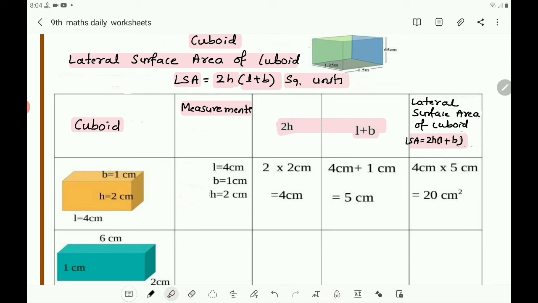So here take the example, L equals 4 centimeter, H equals 2 centimeter and B equals 1 centimeter. You write here L equals 4 centimeter, B equals 1 centimeter and H equals 2 centimeter.